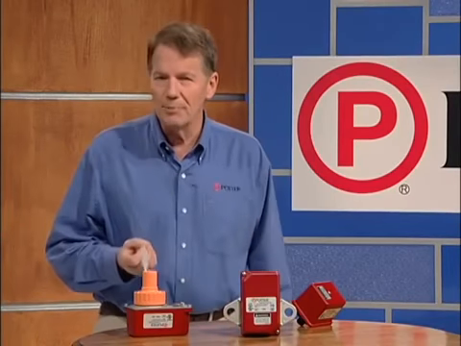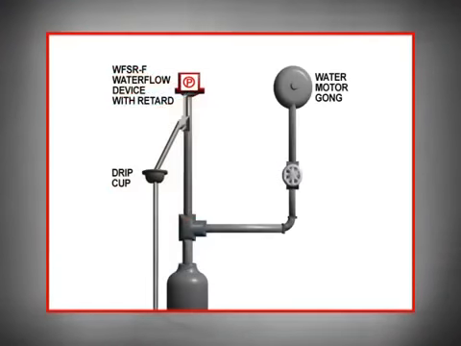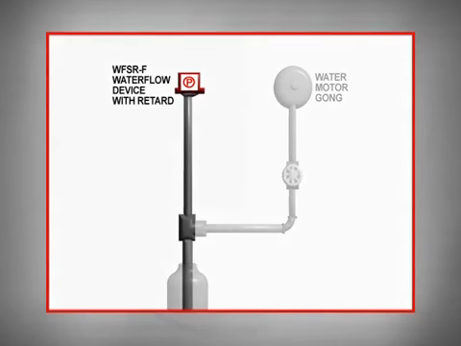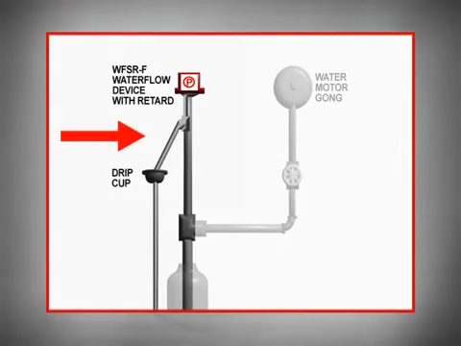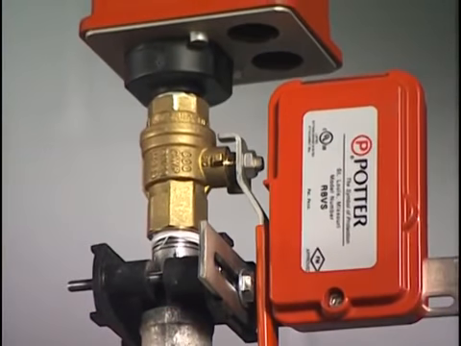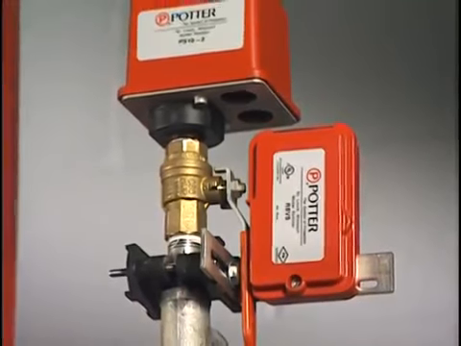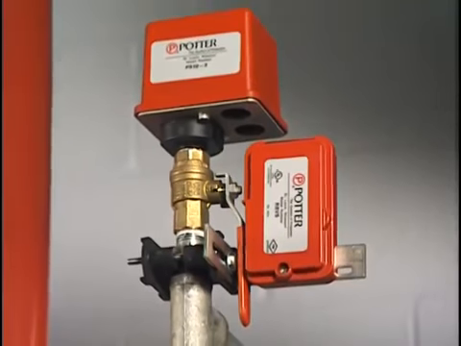This problem can be eliminated by using a WFSR-F pressure switch with a built-in retard. In this configuration, the retard chamber is only being used to delay the water motor gong. If there's no water motor gong, the retard chamber can also be eliminated. However, an automatic drain is still required with this type of monitoring in order to relieve the pressure on the line. Pressure-type flow switches must be installed in the line before any shutoff valve, or the shutoff valve must be monitored by a supervisory switch.